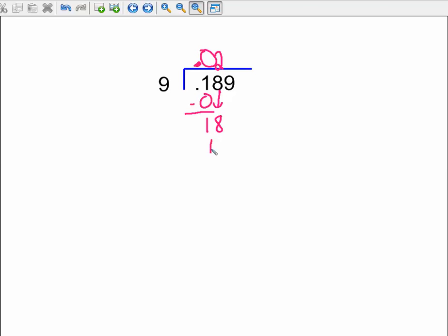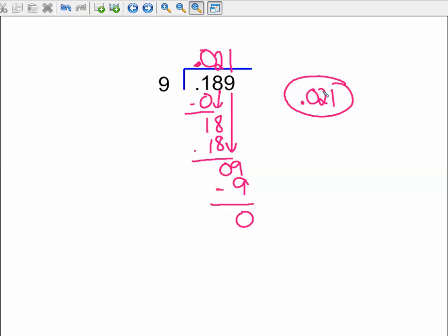9 goes into 18 twice. 2 times 9 is 18. Subtract and you get 0. Bring down the 9. 9 goes into 9 once. 1 times 9 is 9. And I have a 0 remainder, so my answer has ended. So this is called a terminating decimal, and it's 21 thousandths. Let's look at another example.